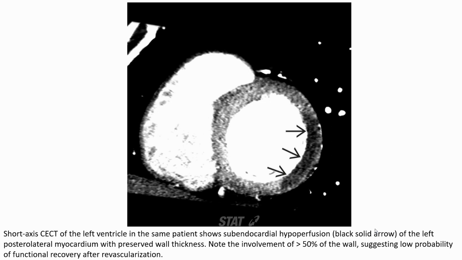This is short axis contrast enhanced CT of the left ventricle in the same patient. It shows subendocardial perfusion defect (black solid arrow) of the left posterior posterolateral myocardium with preserved wall thickness. Note the involvement of more than 50% of the wall, suggesting low probability of function recovery after revascularization.